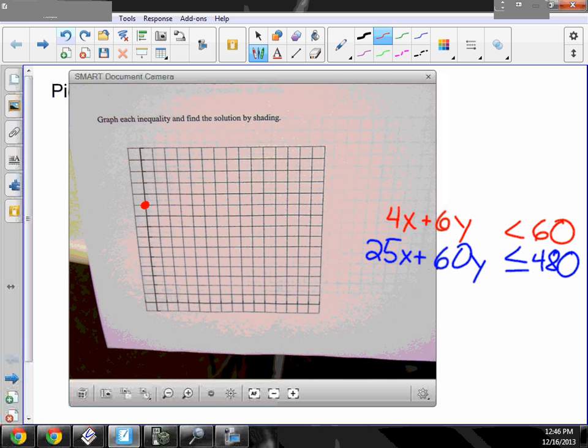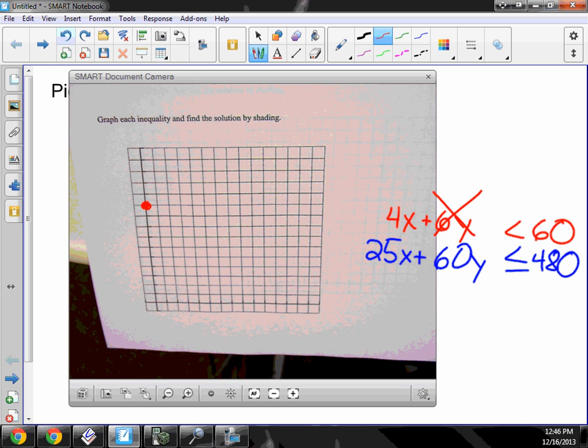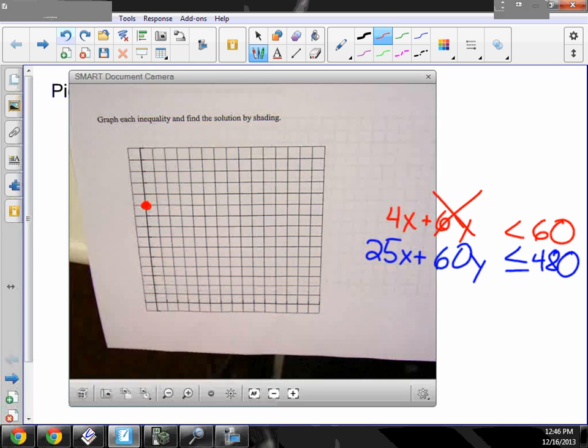Okay? Now I can do the same thing for the x value. It's at 10. 0, 10. If I cross out the y's, I'm left with 4x equals 60. What's 60 over 4? 15, and that's right at the end of the graph. And we decided this was a dotted line.